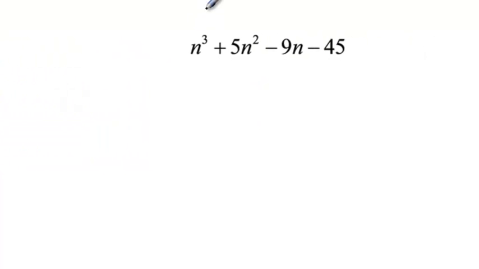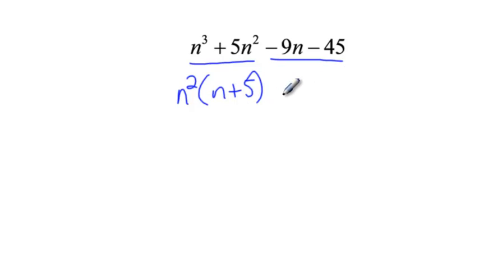All right, as we look at the next one, we have n to the third plus 5n squared minus 9n minus 45. When I look at these first 2 terms, I see n cubed and 5n squared. So I'm going to take an n squared out, and I'll be left with n plus 5. When I look at negative 9n and negative 45, I can say there's a 9 common in both terms, so I'm going to take a 9 out. That would leave me with negative n and negative 5. Now, there's a problem here. We have n plus 5, and we have negative n minus 5. So these don't match up. Right now, the way that I'm doing it, it doesn't work.